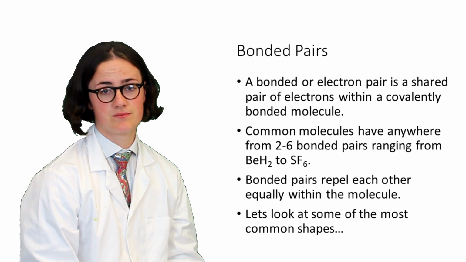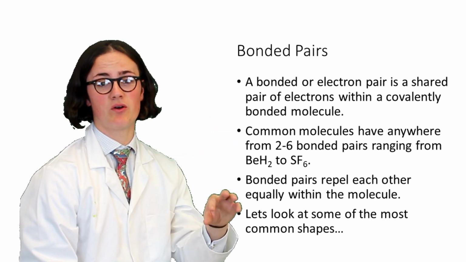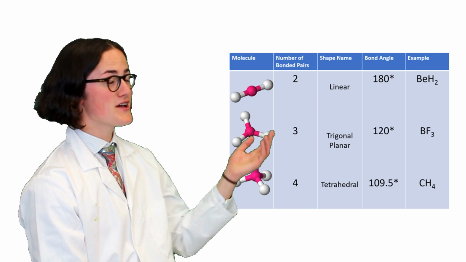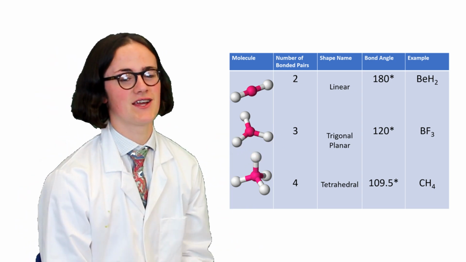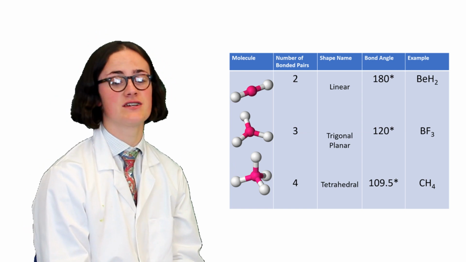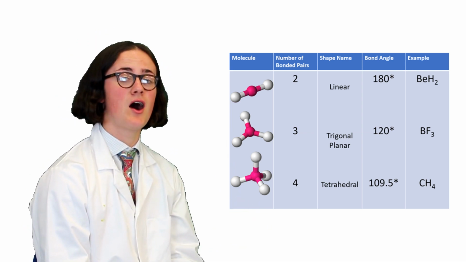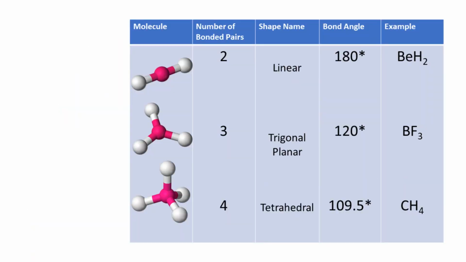Let's look at some examples. It must be noted before we look at some examples that double bonds behave like single bonds in terms of the shape of a molecule. The first molecule we're going to look at is a linear molecule. This has 2 bonded pairs of electrons and a bond angle of 180 degrees. Two commonly occurring examples of this are beryllium dihydride and carbon dioxide.